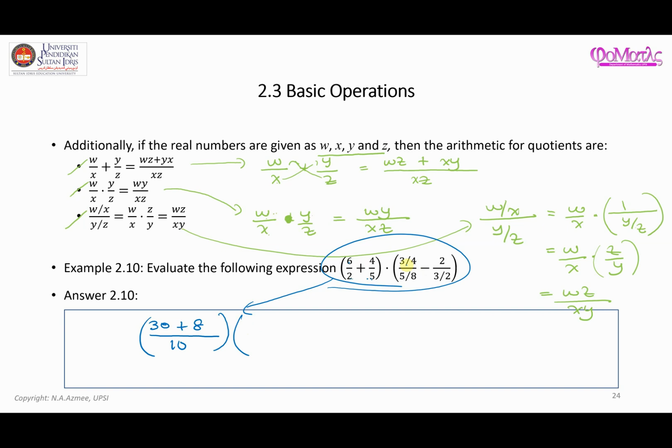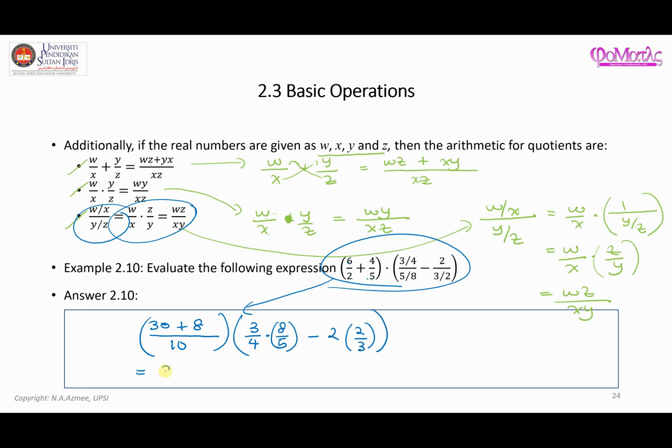And the second one here, we've got 3 over 4 over 5 over 8, so we've got 3 over 4. I'm just going to simplify it straight away. So 3 over 4 times 8 over 5, so that has been switched according to this formula here. Okay, so we got 3 over 4 times 8 over 5, and then we've got minus 2 over 3 over 2. This is the same thing as multiplying by 2 over 3. So I'm just using this rule over here again. And then let's simplify the result.